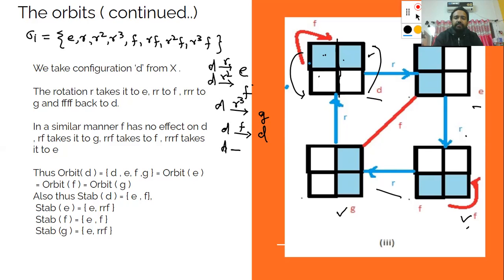So next, R flip, rotation followed by the flip. Well, R applied on D takes it to E. So we just apply the flip on E. If we apply the flip on E, as we can see, it goes to G.